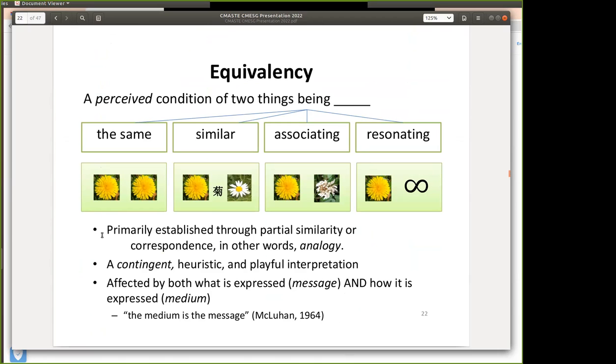If you see those two images, they look exactly the same, and that's one situation in which you can establish equivalency. That's not very new. The similarity situation can be generated if you feel this one image kind of resembles the other. And association can be generated if one thing often comes together with another.